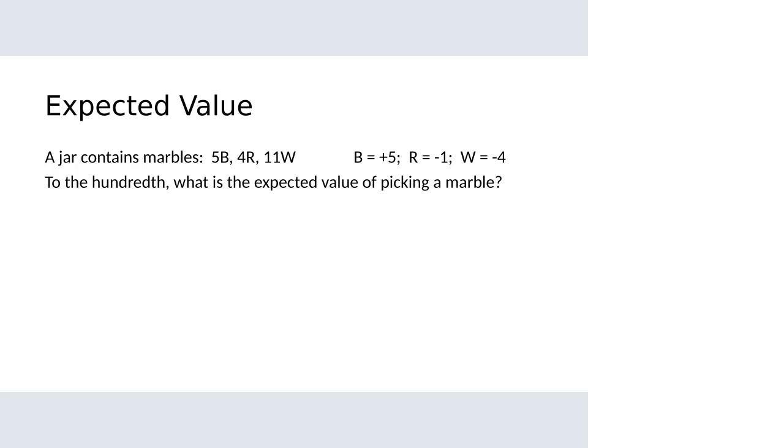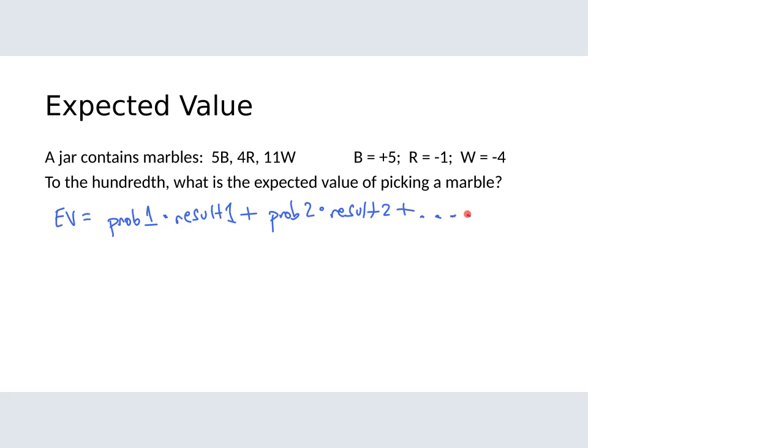Expected value. Expected value is built around a formula: the probability of the first result multiplied by whatever that result happens to be, plus the probability of the second result multiplied by whatever that result happens to be. And we do this until we get to the end of our results.